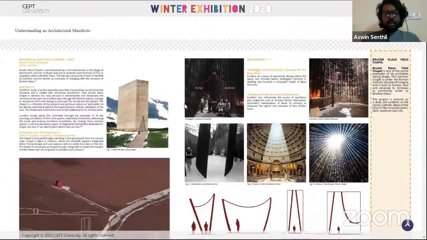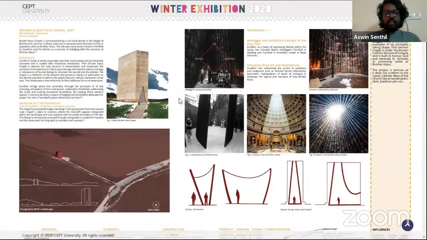So this is just explaining what his philosophies are. And the next one was to understand an architectural system designed by himself. In my case, I took the Brother Klaus Field Chapel, and how his design philosophies were actually reflected in such.